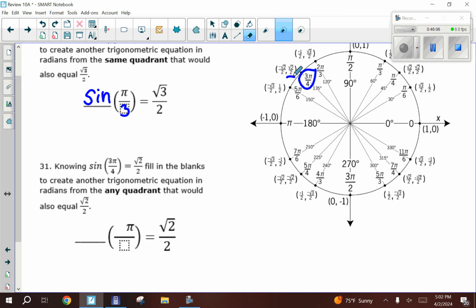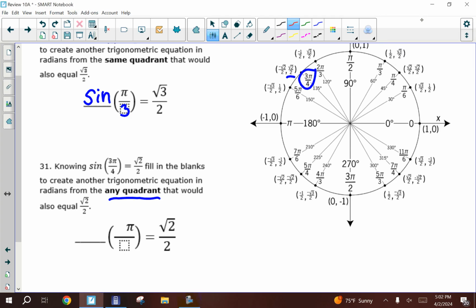It says, create another trig equation in radians. Now this one says from any quadrant. So we can write any problem as long as the parentheses has a positive radical 2 over 2. So there's a lot of different answers you could do for this one. So if I go around my circle and I try to find all of my positive radical 2 over 2's, here's one. So I could write the cosine at pi fourths. So the cosine at pi fourths is radical 2 over 2.